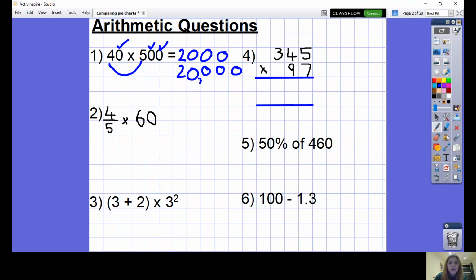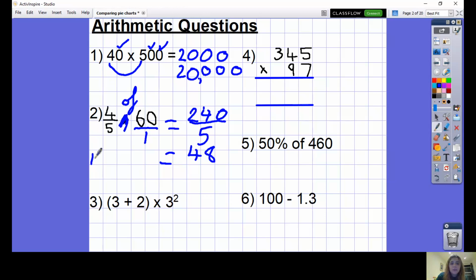4/5 of 60, or 4/5 times 60. You could have made that 60 over 1, multiplied out the top: 4 times 60 is 240, 5 times 1 is 5, and then divided them. 240 divided by 5 is equal to 48. A quicker way of doing that, though, would have been to change times to of. 60 divided by 5 is equal to 12. 12 times 4 is equal to 48. That would have been quicker, so think about which method is most appropriate when you're solving those questions.